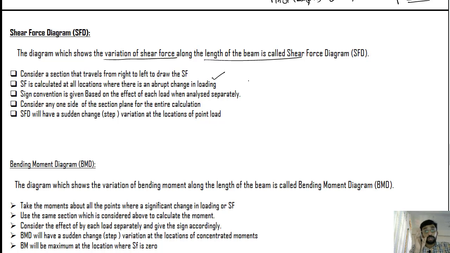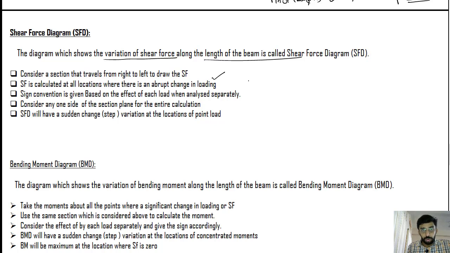And you consider only one side of a section at a time. So when you analyze a beam, don't look into your right hand side as well as your left hand side at a time. If you add the right hand side as well as left hand side, the net value is going to be 0 because of the equilibrium condition. So you consider only one side to analyze.